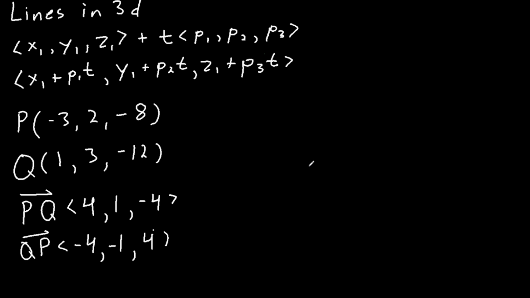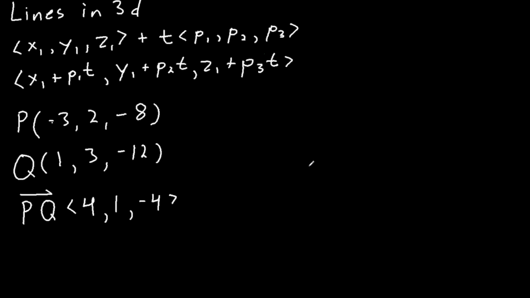And the reason why is because if you go from the value of Q to P, 1 to negative 3, you have to subtract negative 4 from 1 to get negative 3. You also have to decrease 3 by 1 to get 2. And from negative 12 to negative 8, it's actually an increase of 4. But we'll use PQ as the parallel vector. It doesn't matter which order you actually write it in because both the vectors are still parallel. They're just going in different directions.